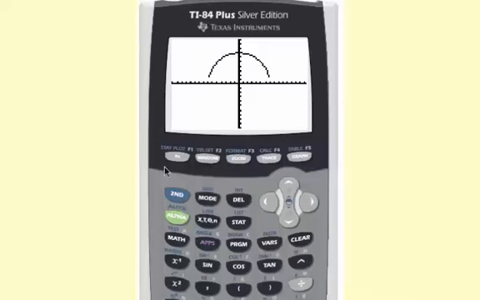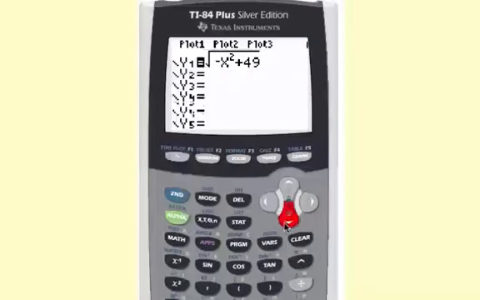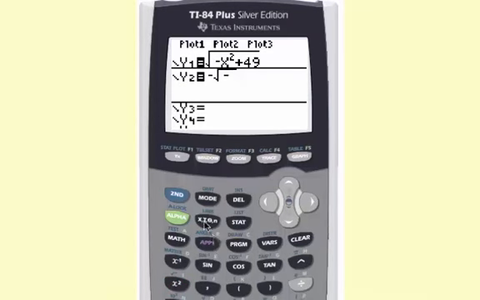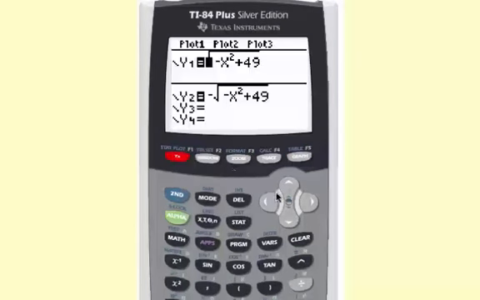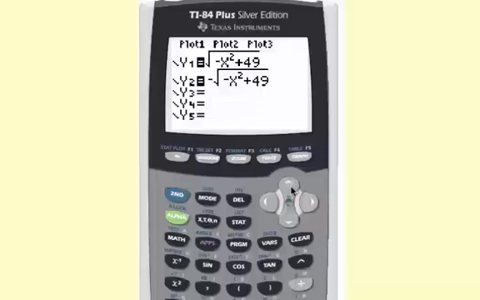And now let's graph the other part. That's going to be negative square root of negative x squared plus 49. Okay, so let's graph together. There you go. See, so this is like a simulated circle. Now all we need is the line. I'll put that for y3. It's negative x plus 7.